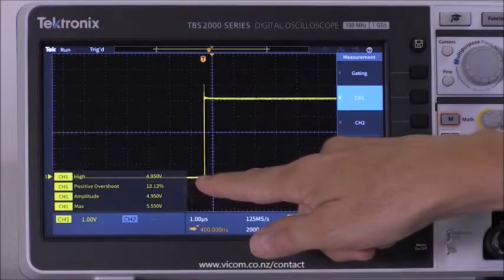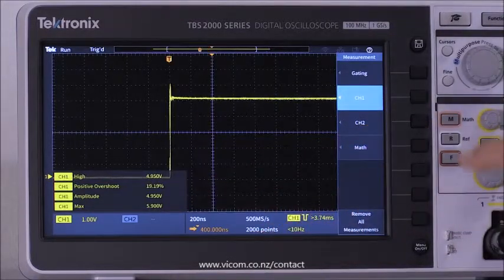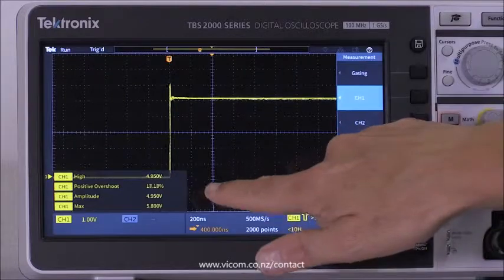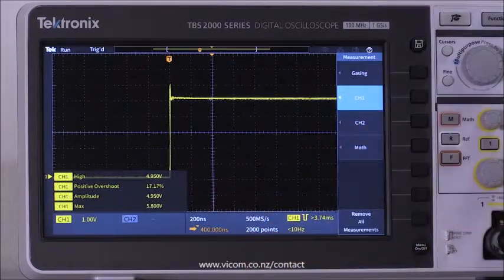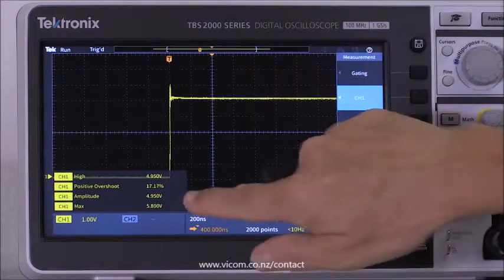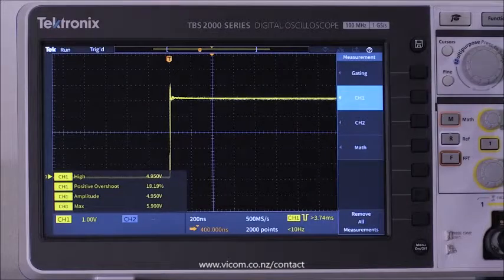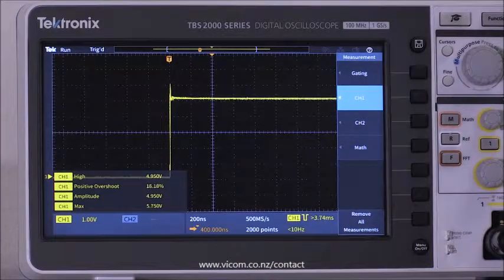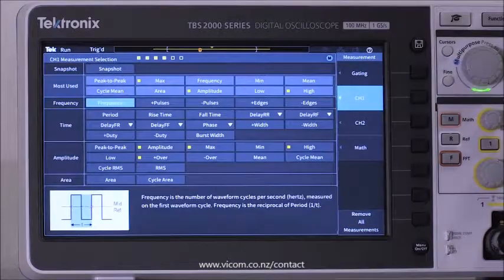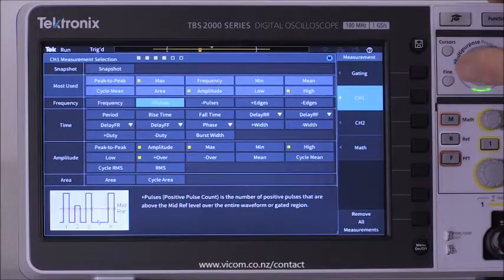The positive overshoot is nearly 20%. And that 20% is a percentage of the 5 volt amplitude. So we have about 1 volt overshoot on a 5 volt amplitude gives you 20% overshoot. The negative overshoot measurement uses the same technique, but it's determined relative to the low level. In general, the faster a signal transitions between levels, the more likely it is to overshoot. That brings us to our next measurement, rise time.